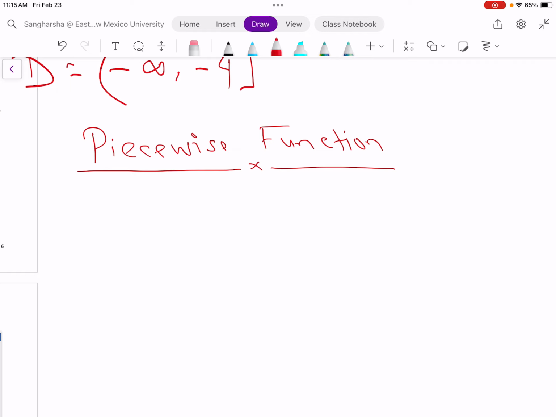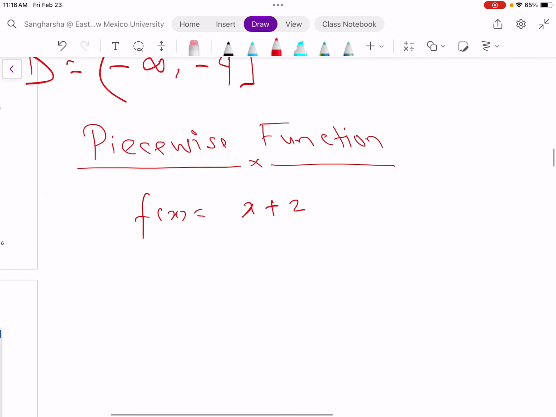Now let me take something like f of x equals x plus 2. So this is a linear function. And what is the domain for this function? Can anyone tell me what kind of number we can choose for x? All real numbers, right? So from negative infinity to positive infinity. Now here, for this input, we only have one output. Now in a piecewise function, we have different inputs, and for different inputs we have different outputs.